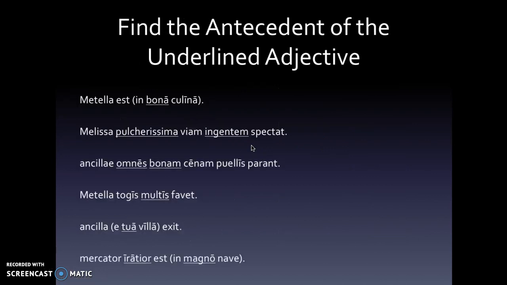All right, go ahead and pause the video for a moment. Take some time to write down these sentences and try to draw arrows from the underlined adjective to the noun that it is modifying, remembering your rules. Adjectives always match their antecedents in case, number, and gender, not necessarily declension.